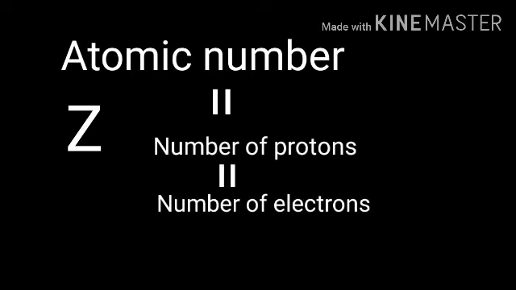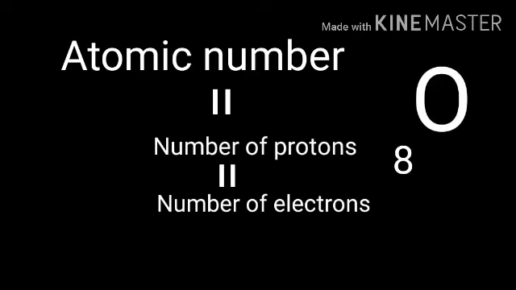So for example, the oxygen atom. The atomic number of the oxygen atom is 8. So the number of protons present in the oxygen atom is 8, because atomic number is equal to number of protons, and atomic number is equal to number of electrons also. So the number of electrons in the oxygen atom is also 8. So the atomic number of an atom is equal to the number of protons, which is equal to the number of electrons.